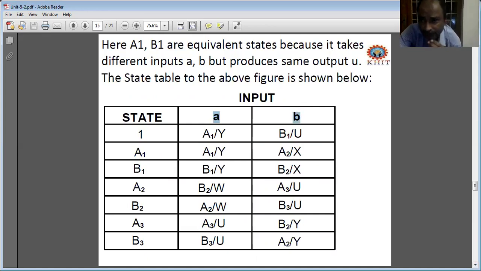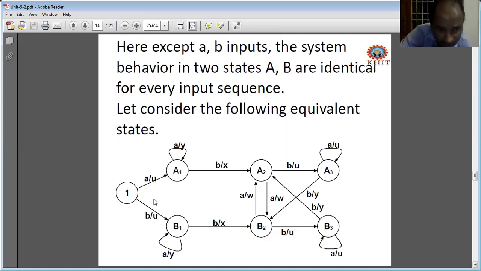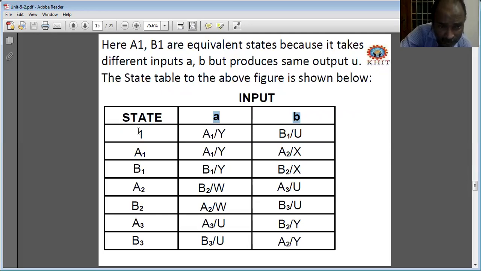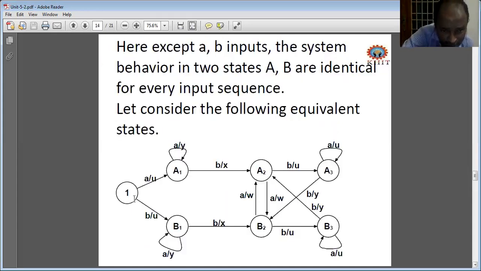Now what is 1 to A1? Clearly see here, state 1 to A1 is Y. 1 to B1 is U. From 1 to A1, output is Y.